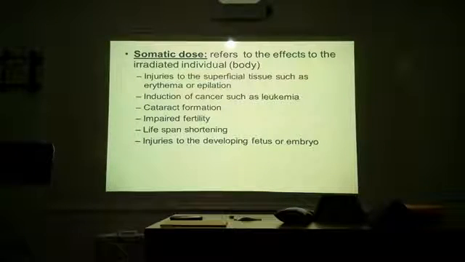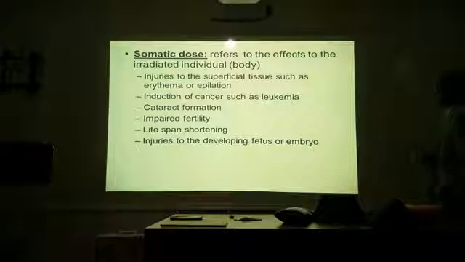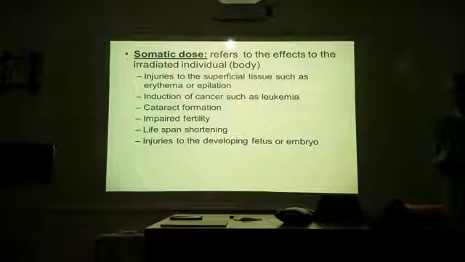These are effects to the irradiated individual. So this could mean patient, it can also mean technologists. It's whoever's getting hit with radiation. The somatic effects include injuries to superficial tissues such as erythema. What's erythema? Reddening of the skin. Reddening of the skin. And what's epilation?